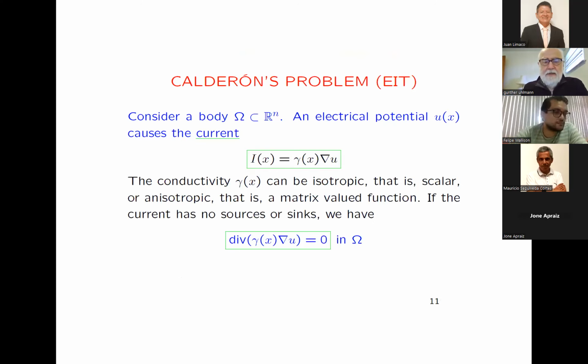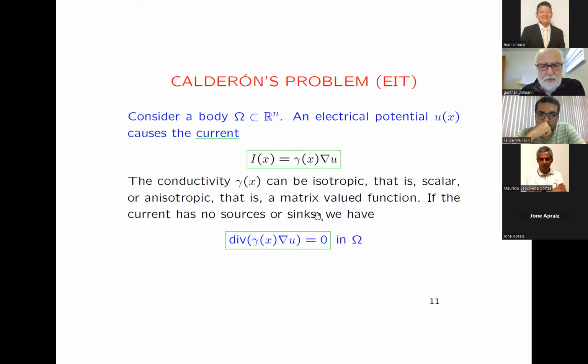So let me describe the mathematical problem. By Ohm's law, the current is given by the conductivity times the gradient, the change in the potential. Remember, the conductivity is the inverse of resistivity. The conductivity can be isotropic, scalar, or anisotropic, a symmetric matrix. This is the case, for instance, of muscle tissue, which has different conductivities in different directions.